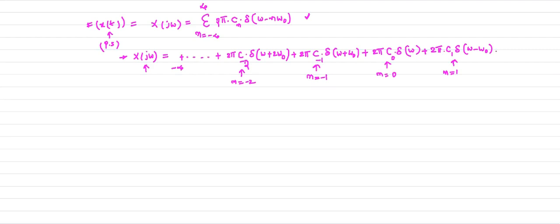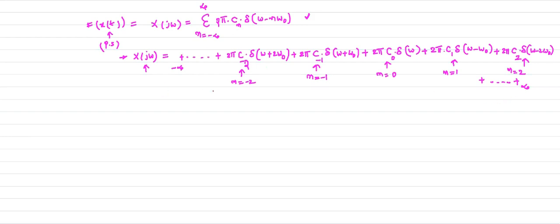After n equal to 1 we have n equal to 2. If I substitute n equal to 2, 2 pi times C2 into delta of omega minus 2 omega naught. This is the sample corresponding to n equal to 2, and so on, plus 3, and so on up to infinity. I just expand this result X of j omega by substituting the different values of n from minus infinity to plus infinity.